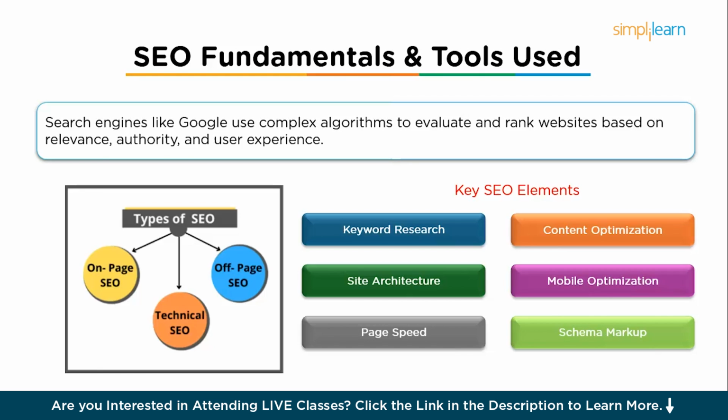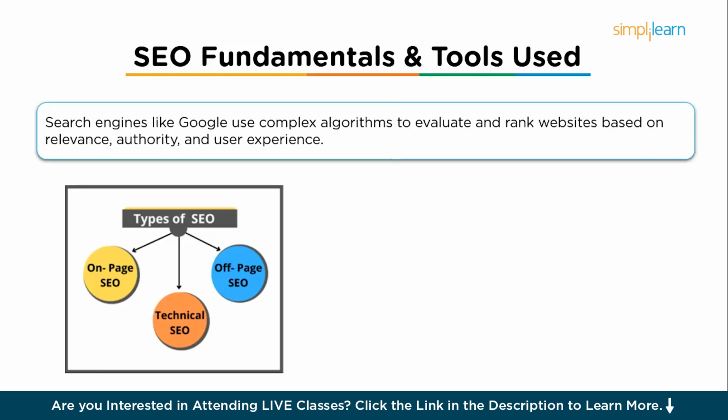So now let's see some essential SEO tools which we can use while doing SEO of our website. First one is Google Analytics. It tracks website traffic, user behavior and conversions. This is critical for understanding organic traffic performance.